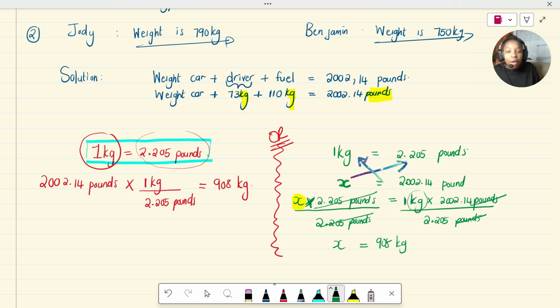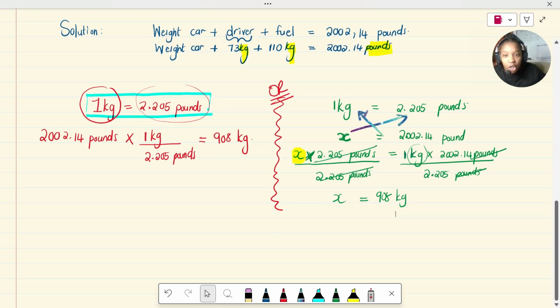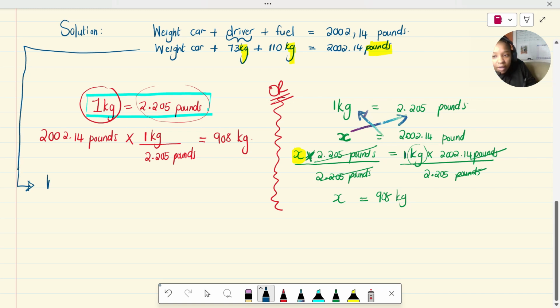So we've now calculated the weight of this car. So what do we need? The total weight of the car plus the driver plus the fuel. I'm just going to take this down so that I don't have to erase. So we found that the weight of the car plus the weight of the driver, which is 73 kg, plus the weight of the fuel, which is 110 kg, is equal to what we've converted: 2002.14 pounds to kilograms, which is 908 kilograms.